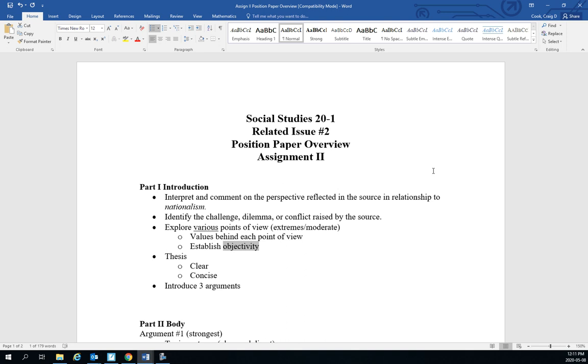It might be the most important piece of your paper in that it states what you're going to argue during the rest of your paper. So your thesis should be clear, direct, simple, and concise because the marker can't mark your paper unless they know what it is you're going to be arguing about. And you'll unveil that in your thesis.